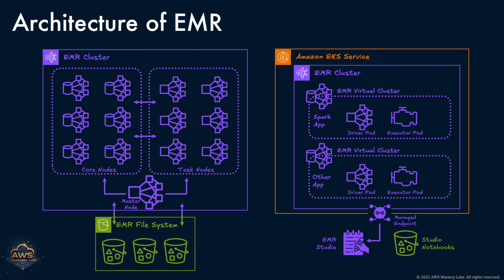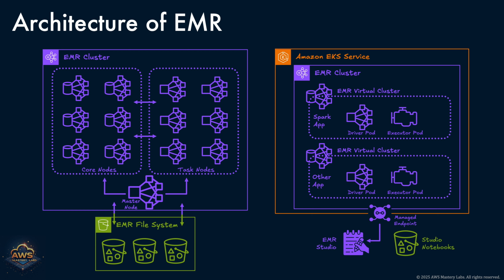Now, shifting to the other side of the diagram, we see a more modern approach, EMR on Amazon EKS, or Elastic Kubernetes Service. In this architecture, the traditional concept of a physical EMR cluster is abstracted into EMR virtual clusters running on top of Kubernetes managed resources. Instead of thinking about EC2 instances directly, we think in terms of Kubernetes pods and services.